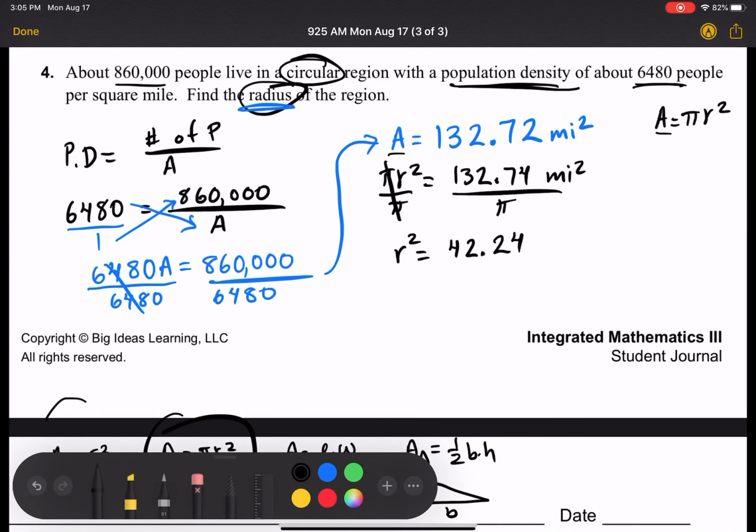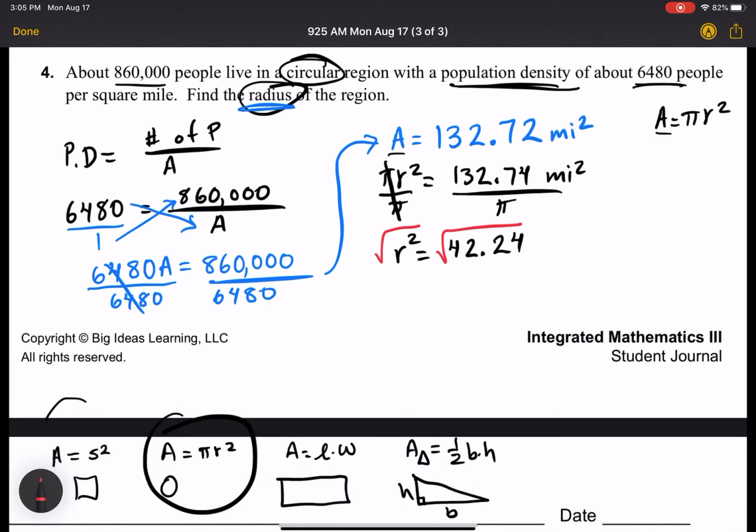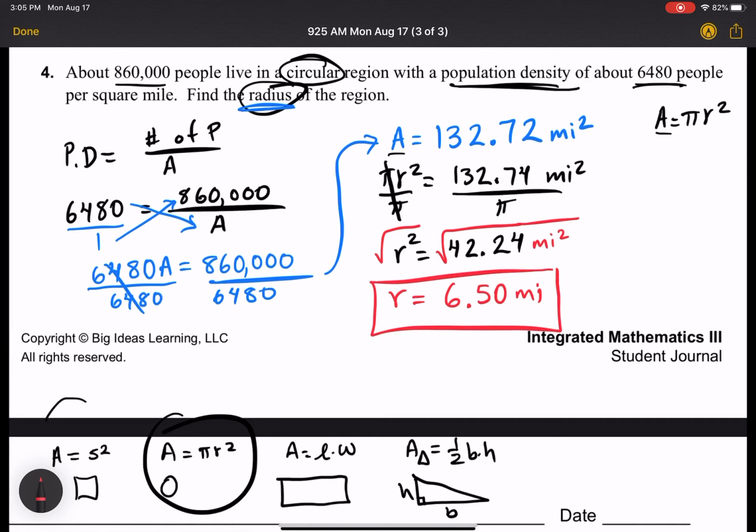Now we need to find r, the radius, not r squared. So if you remember from your Math 1 and Math 2 classes, we need to take the square root here and the square root here to get the radius by itself. When you take the square root, just be careful to type it in correctly in the calculator. You should get about 6.4996, which we're going to round to 6.50 miles. When we take the square root of miles squared, we just get miles, and that's the answer for this problem. Again, you could stop, slow, or rewind this video to watch and understand what's taking place.